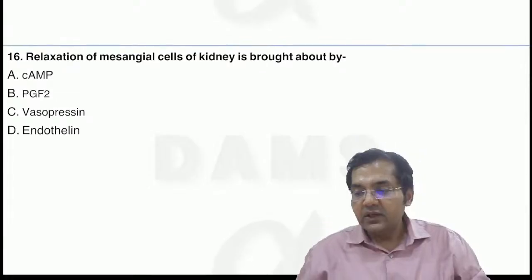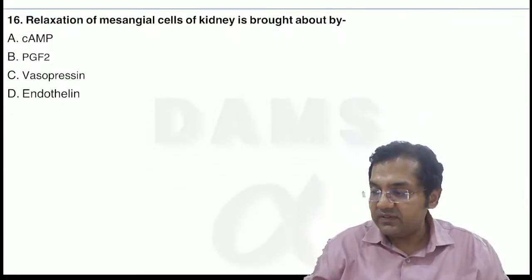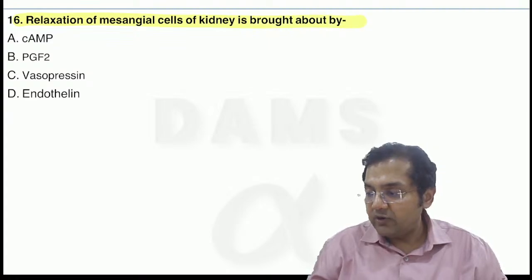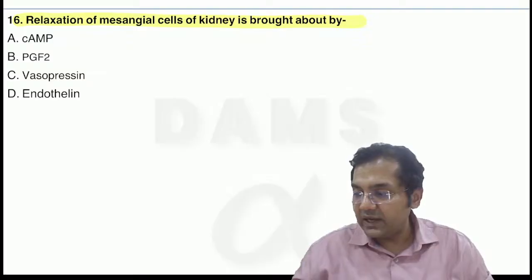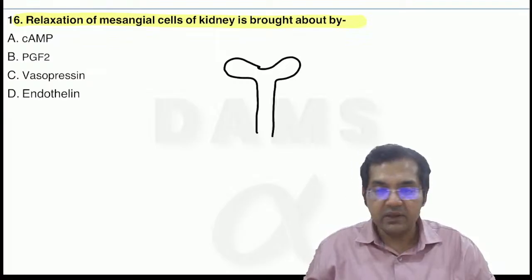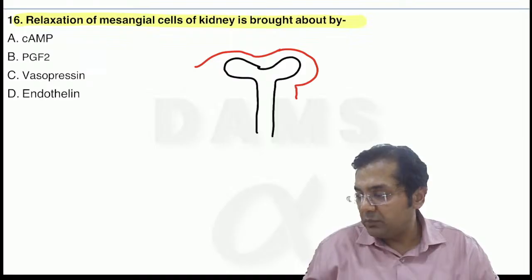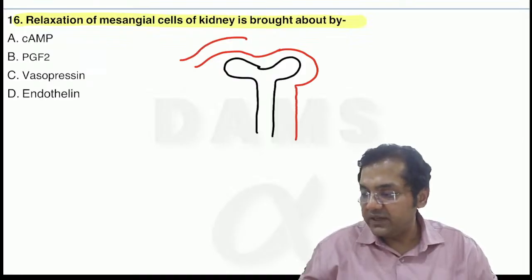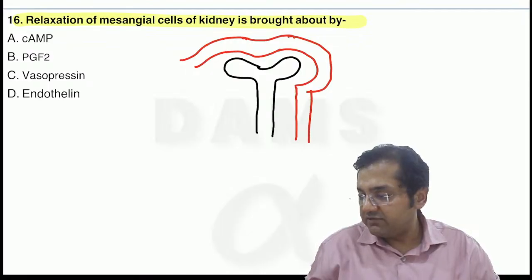Moving to question 16, relaxation of the mesangial cells of the kidney is brought about by. Remember, if you could recap for me, mesangial cell relaxation is a very, very important concept. If this is a tubule, and remember, these are my glomerular capillary representation, afferent arteriole, glomerular capillary, and efferent arteriole.